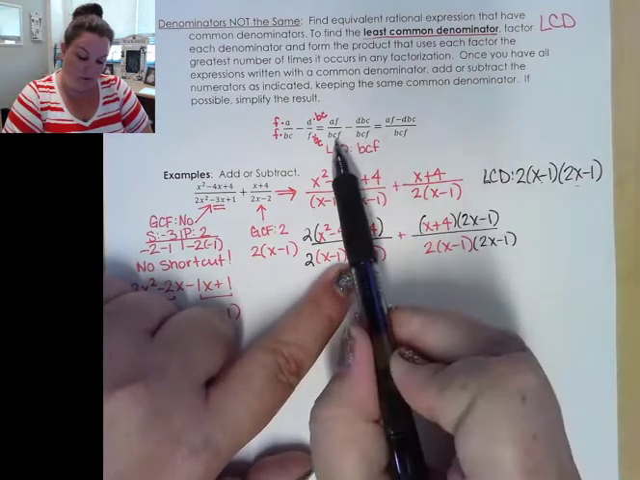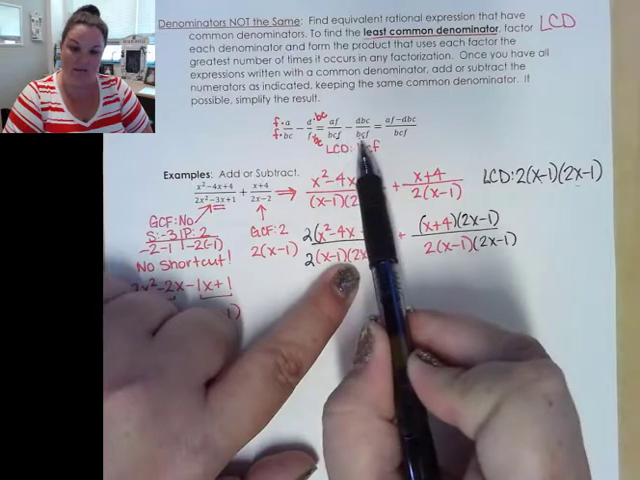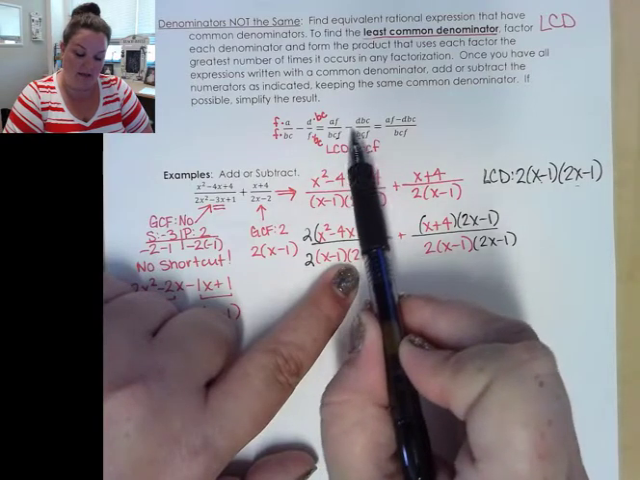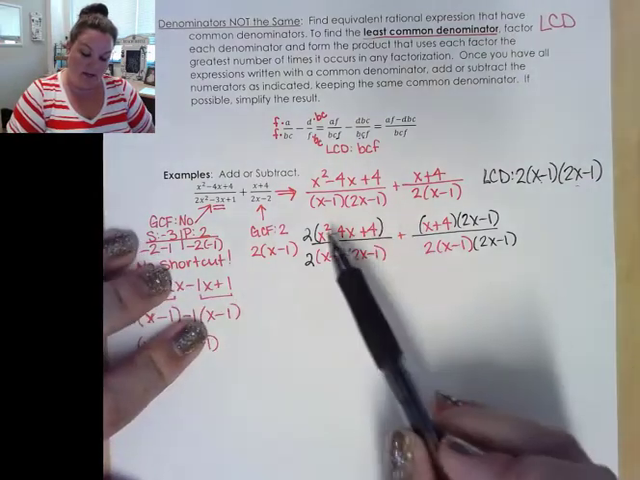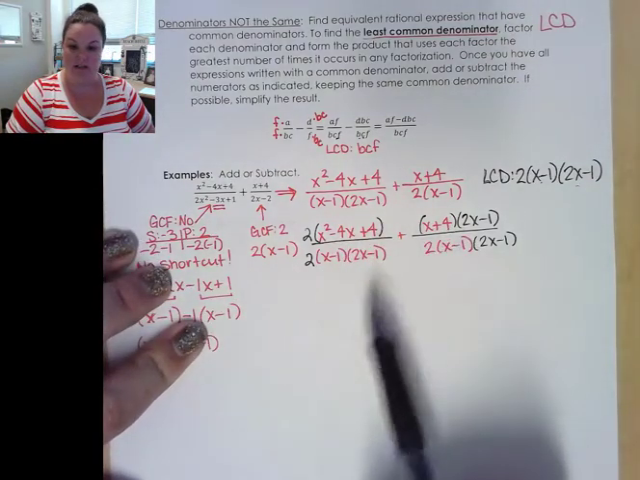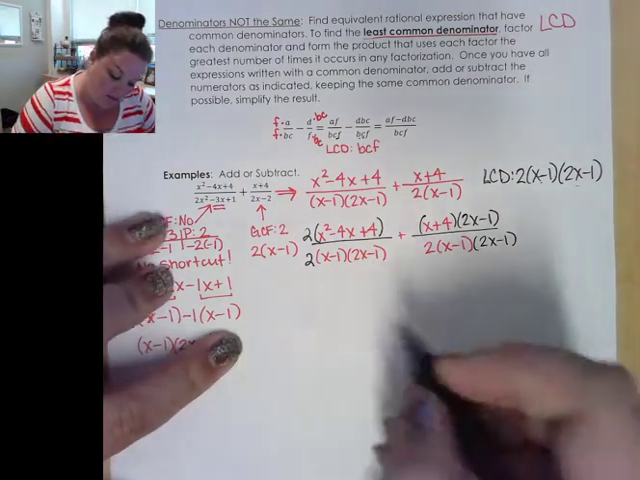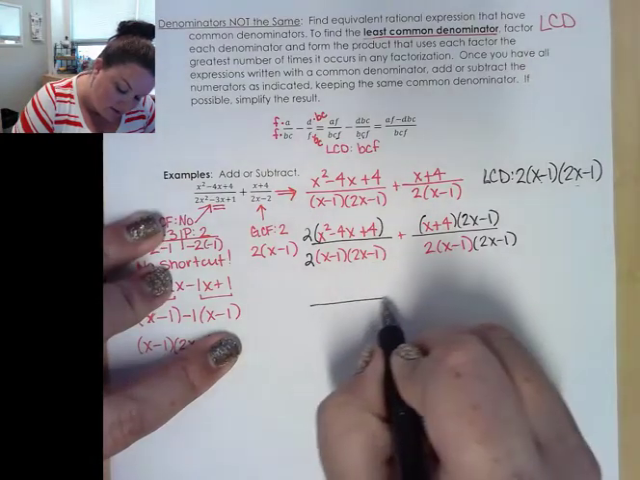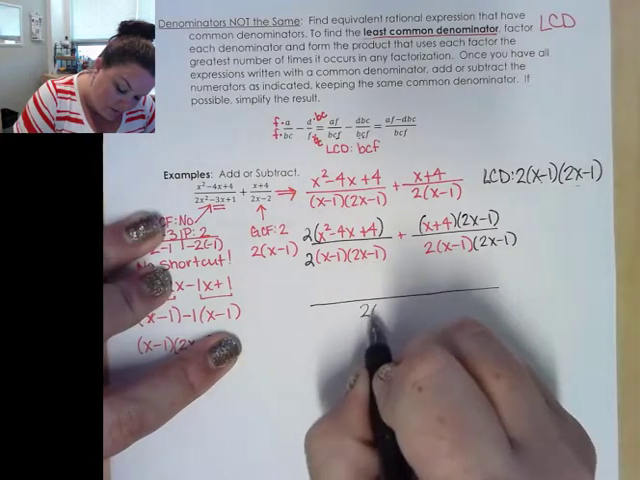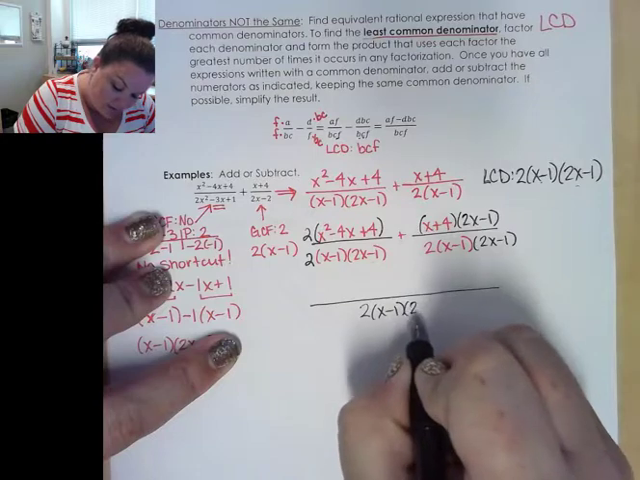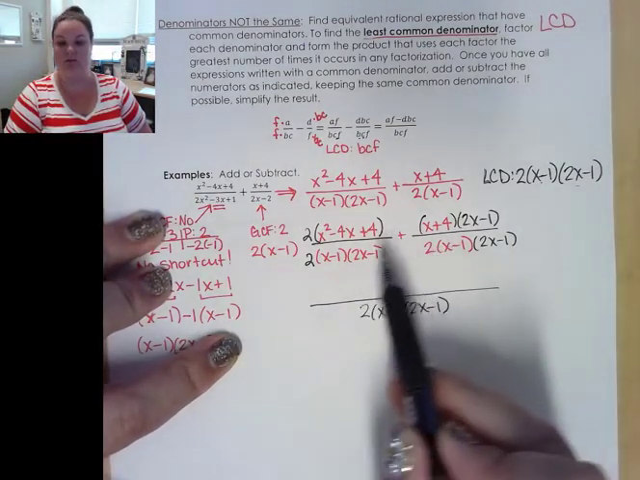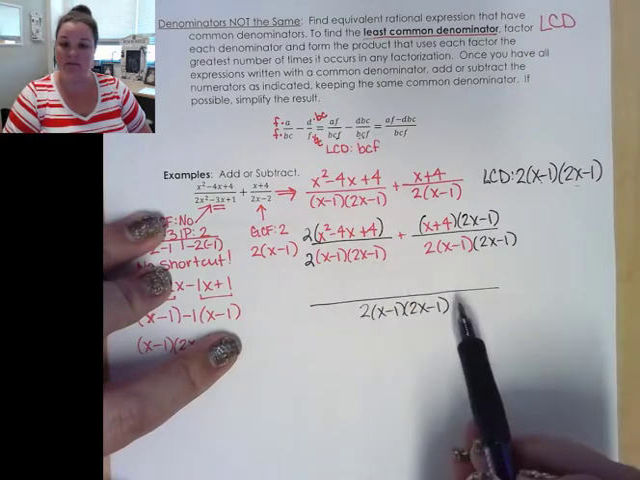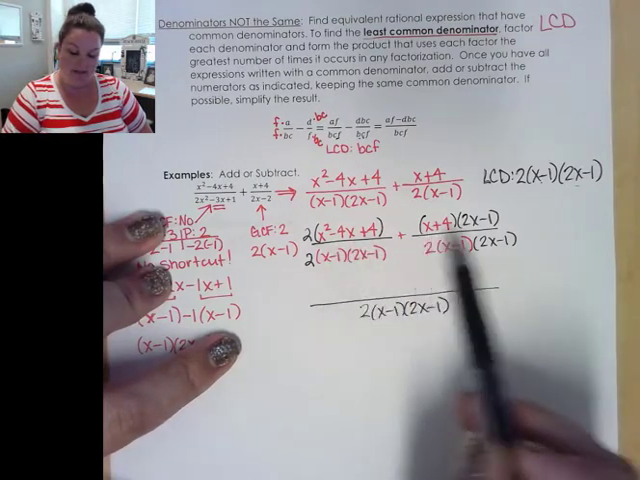So notice up here, once the denominators are the same, I can just combine the tops using whatever operation is here. I want to combine these tops using the operation that's here, which is a plus. That tells me I can write this all over 2 times x minus 1 times 2x minus 1. I don't have to write it as two separate fractions anymore because they have the same denominator, so I can combine the tops.